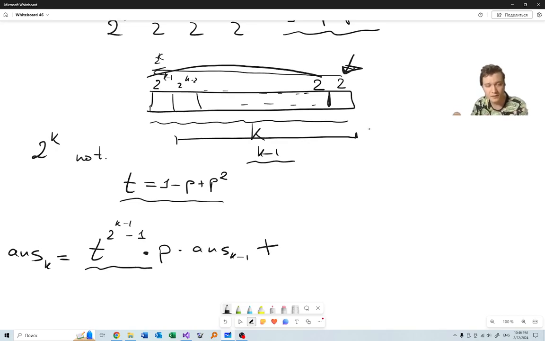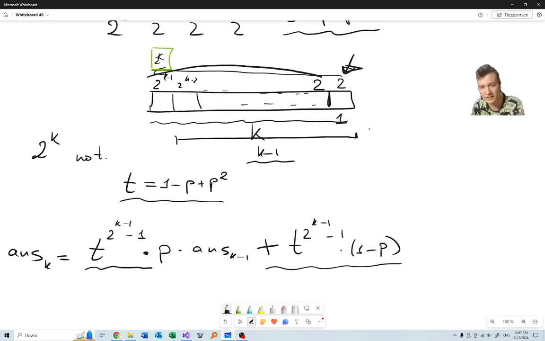And then plus the expectation if I didn't get 2 to the power k. If I didn't get 2 to the power k, then I got something else. So let's iterate over what I got. I could get any number. Well, also the game could end. The only way a game can end without a failure is the same thing but one here. So t to the power 2 to the power k minus 1 minus 1 times 1 minus p. This is how the game ended without a failure.